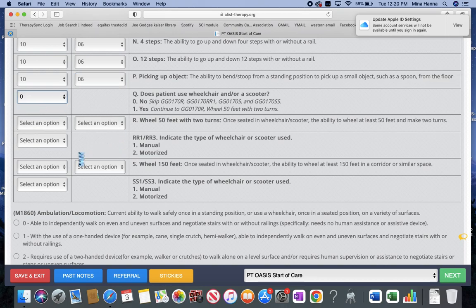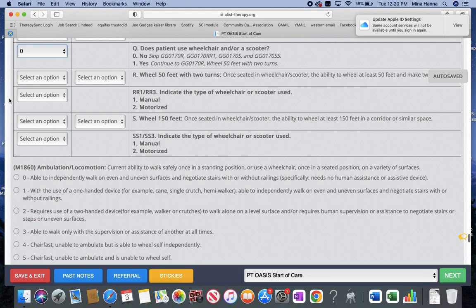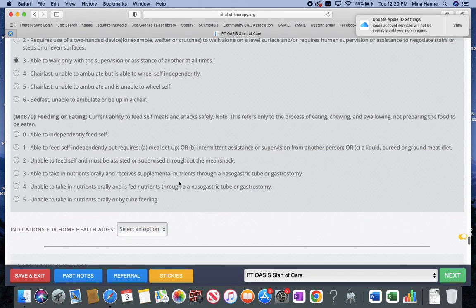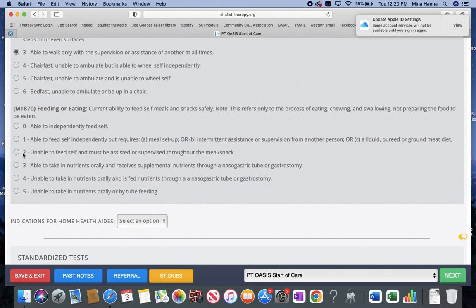No wheelchair, so I'll put a 0 here. I'll skip these questions. I don't need to answer. They don't apply because he doesn't have a wheelchair. Patient's able to walk with supervision all the time. Again, I avoid up here on the day of my eval. I try to stay within this range to make sure my patients get their visits. Insurance doesn't give them a hard time.